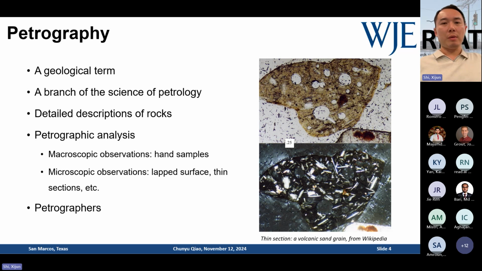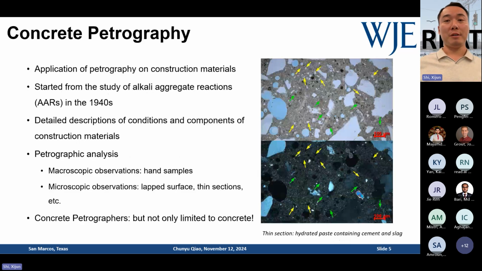So you see the feldspar crystal in an amorphous matrix. So I can give you a lot of details about this, but this is just an introduction. So we can talk about that later if you have any questions. So what is concrete petrography?